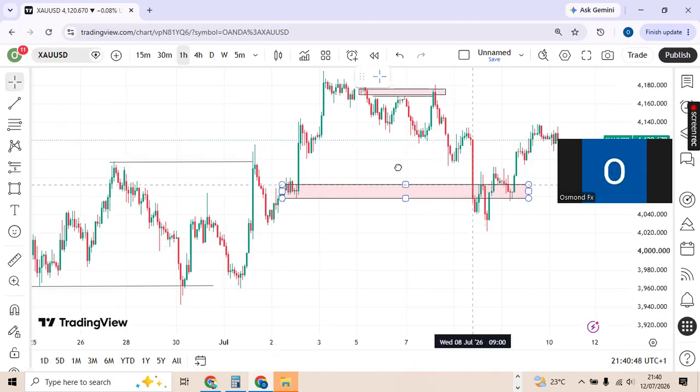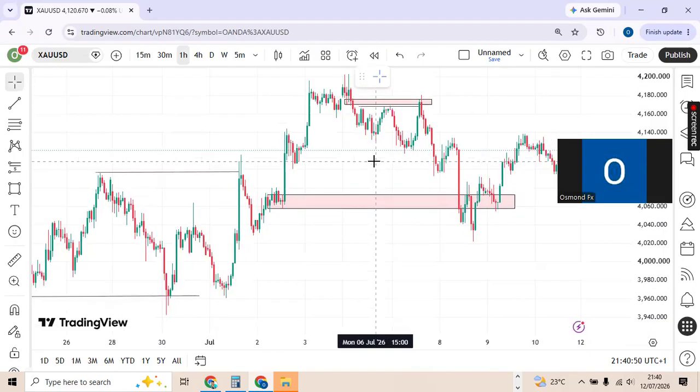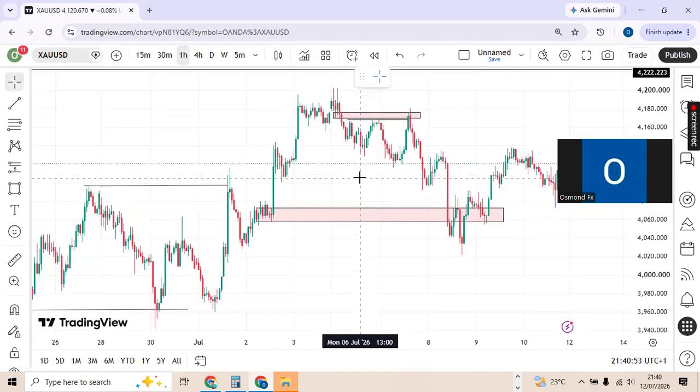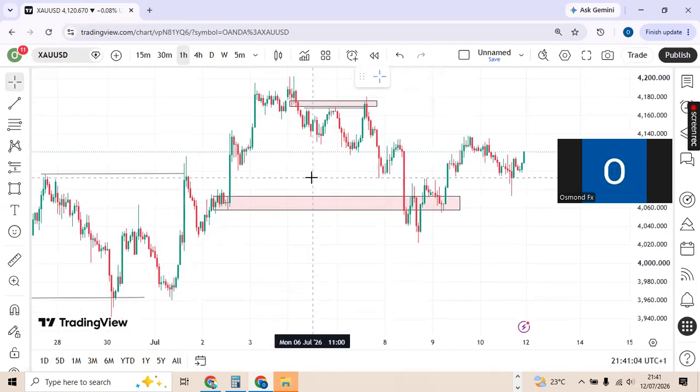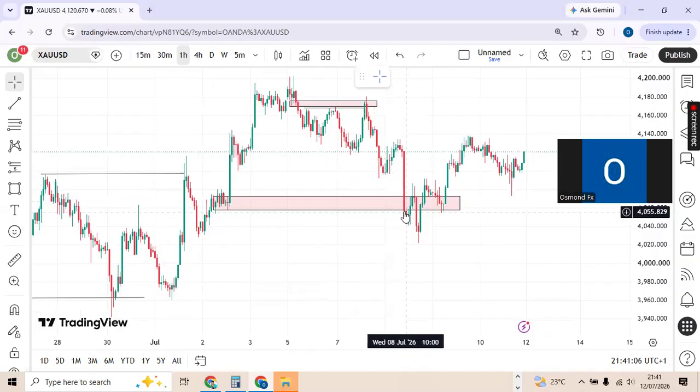Guys, you guys know this move. 1,000 people move. Even if you use the lowest lot size, which is 0.01, you will make $100 from this trade. If you use the least lot size, $100 is yours. Gold is crazy, you know. So I made a lot of money from this drop.